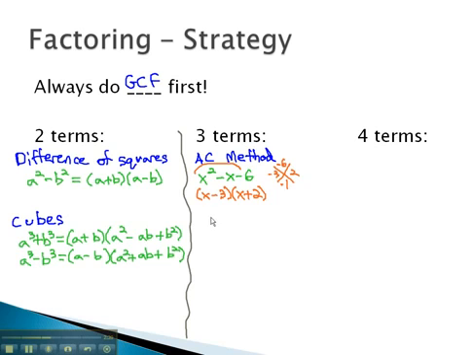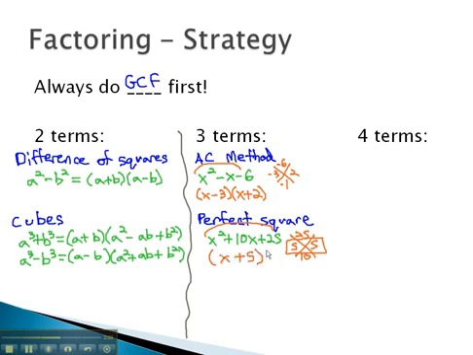Sometimes with the AC method, though, we discover we actually have a perfect square. These will be problems such as x squared plus 10x plus 25. Using the AC method, we're multiplying to 25 and adding to 10. This will be 5 and 5, which are a perfect match. This tells us it factors to x plus 5 squared.